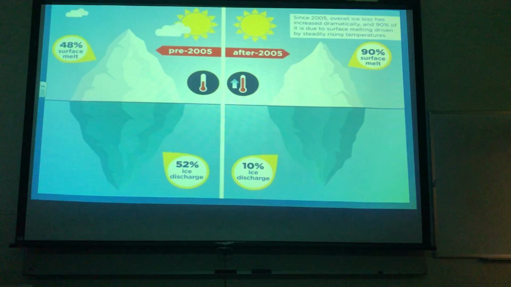Before 2005, on the glaciers surrounding the Queen Elizabeth Islands, there was 48% surface melt and 52% ice discharge. After 2005, with the temperatures increasing, there was a 90% surface melt and 10% ice discharge. This was in 2005. By now, it has only gotten worse.